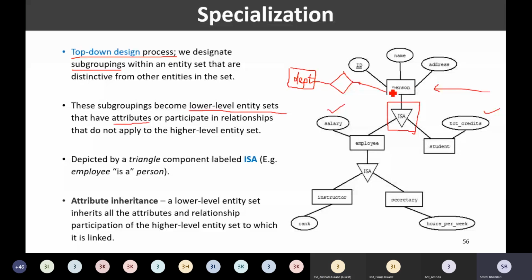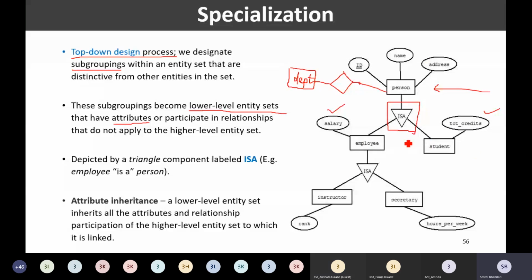Correct, very good. And in addition, if the higher level entity set is participating in any of the relationships, then the same association is applicable for all the lower level entity sets.